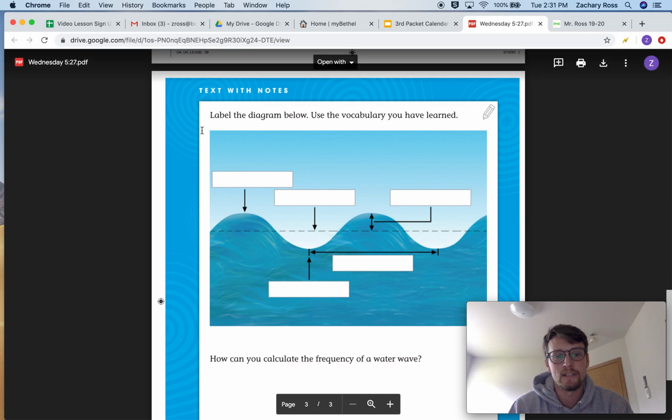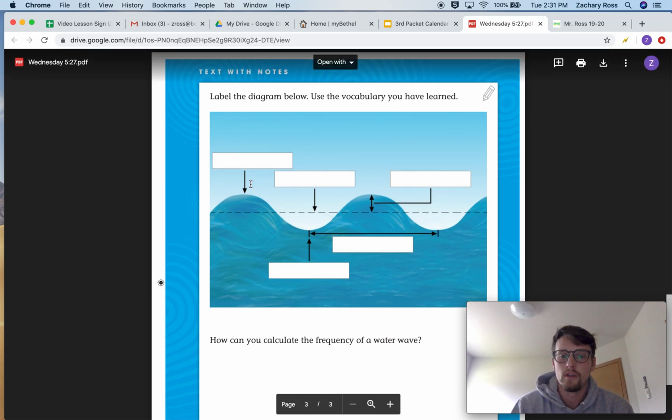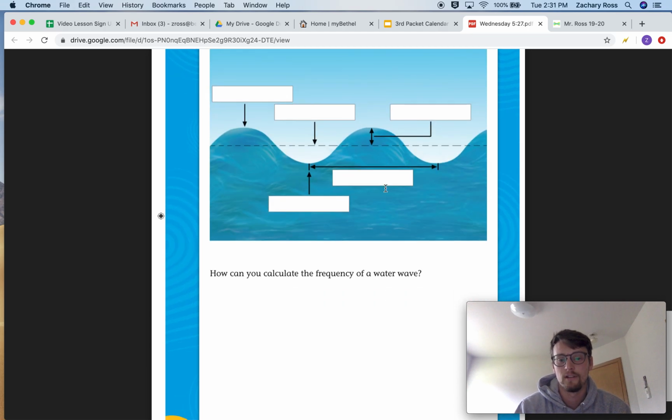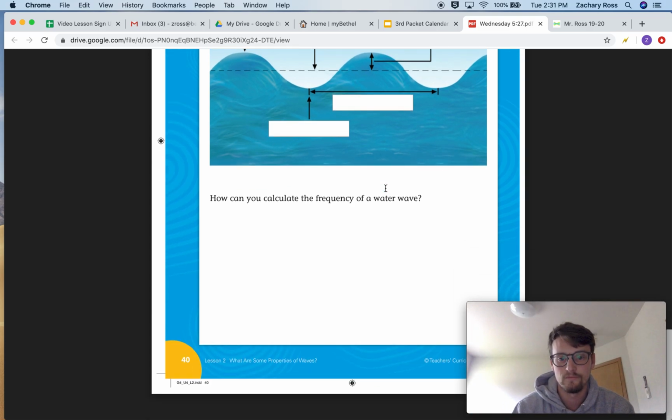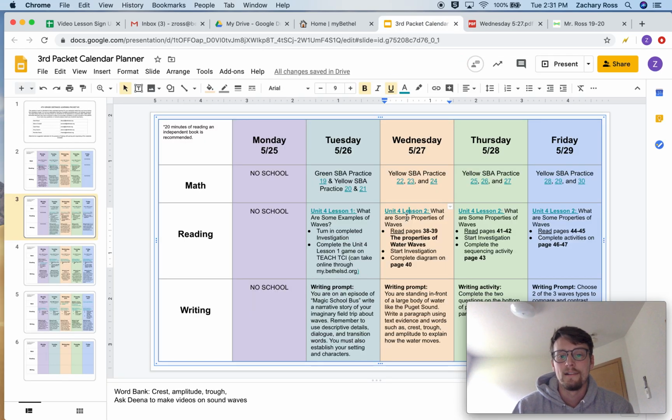Your assignment is to look at and label the diagram below. So you need to fill out the different vocabulary words that we learned: frequency, wavelength, amplitude, crest, and trough. And that would be completing the diagram on page 40.